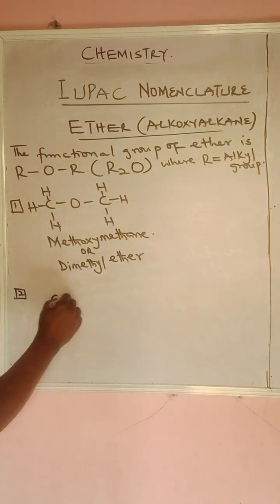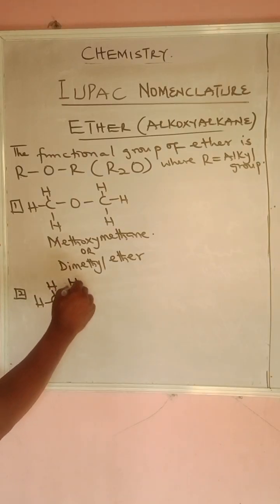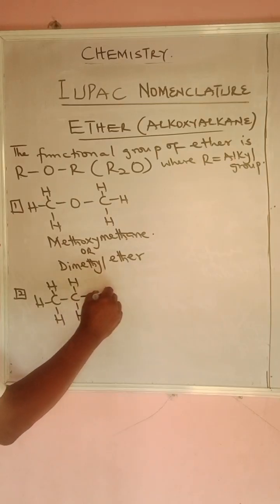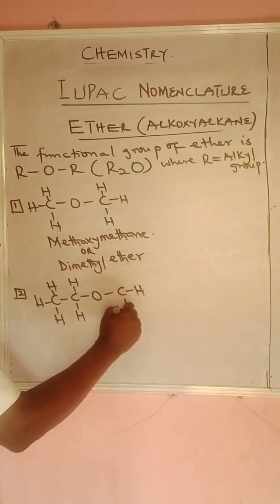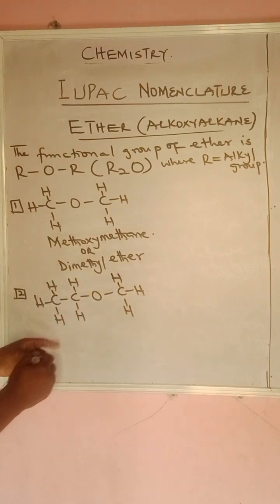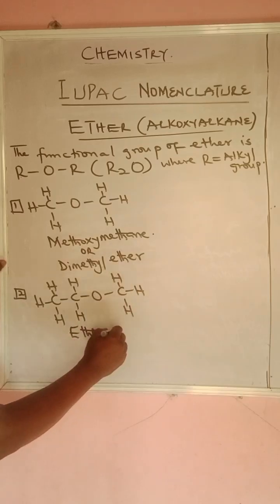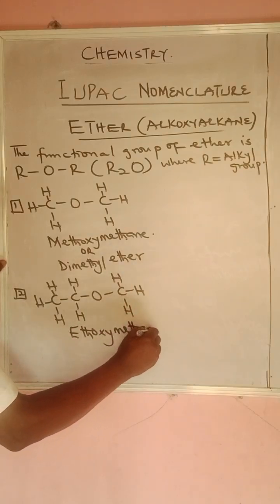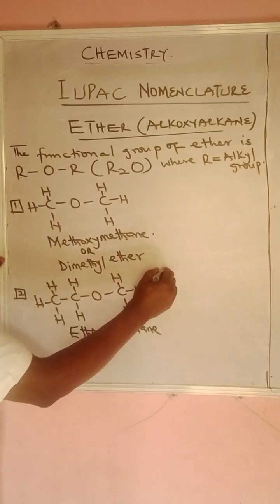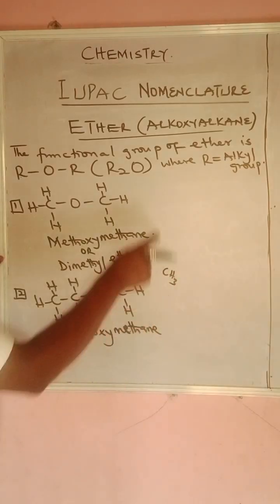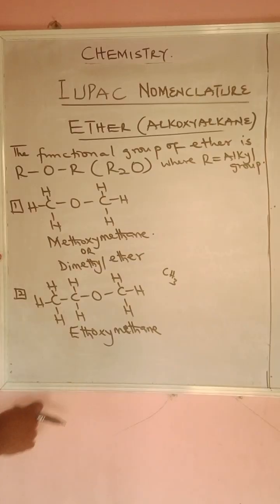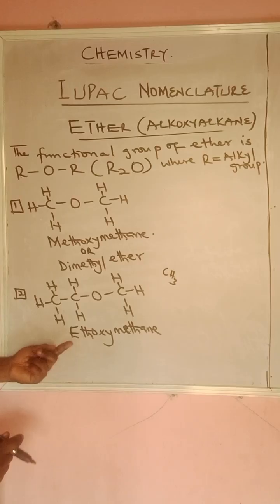Example 2. Let's say you have ethyl here, and you have methyl here. To name this, say ethoxy, then methane. Don't say ethoxy methyl. I've told you alkoxy alkane. So ethoxy methane. You cannot use dimethyl, as ethyl is not repeated. You have ethyl separate, you have methyl separate.